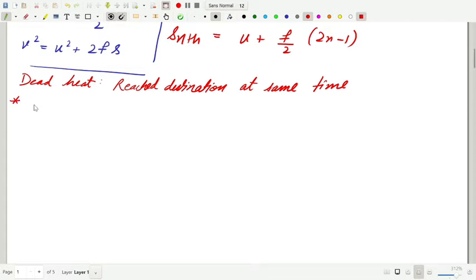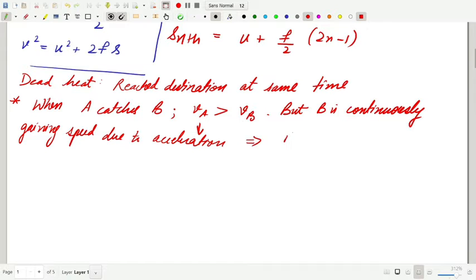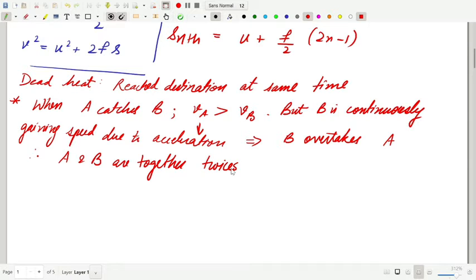Now, basically a theory: when A catches B, such that the velocity of A is greater than the velocity of B, but the velocity of A is uniform, and B is continuously gaining speed due to acceleration, then B overtakes A, and therefore we say that A and B are together twice: when A catches B and when B overtakes A.